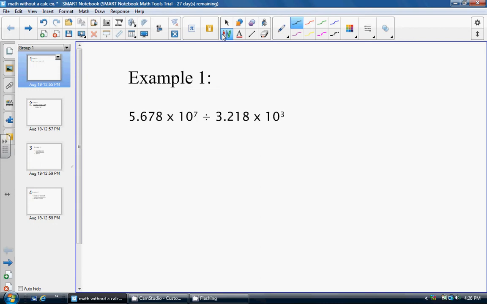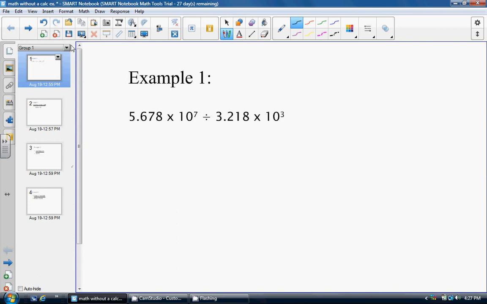Now, I have my own little shorthand technique that I use to solve math problems without a calculator, and I want to show you what I do. Everybody's got their own little way of doing it. This is my own little way of doing it. I basically have 3 or 4 steps that I follow.